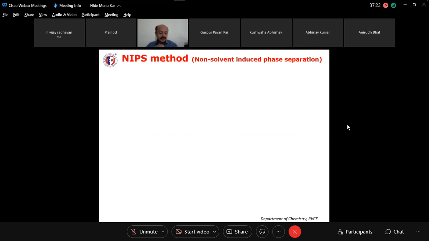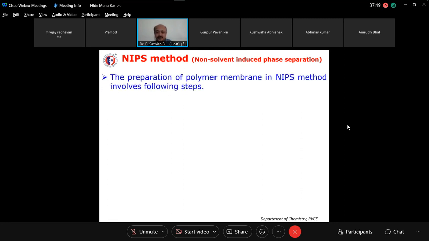And now we'll consider the NIPS method. NIPS stands for non-solvent induced phase separation. Here we use water as the non-solvent, and another organic solvent as the solvent to dissolve the polymer. Now we'll consider the steps involved. The preparation of a polymeric membrane by the NIPS method involves the following steps.